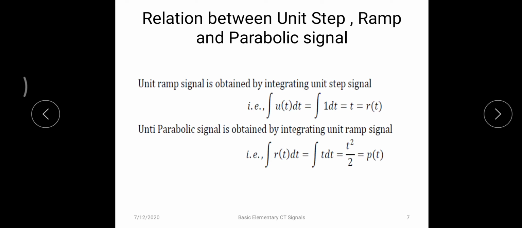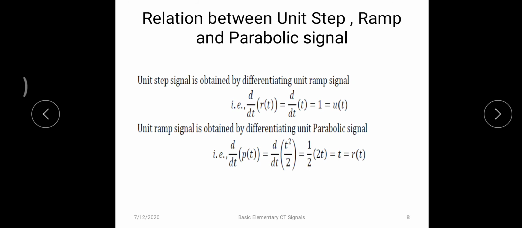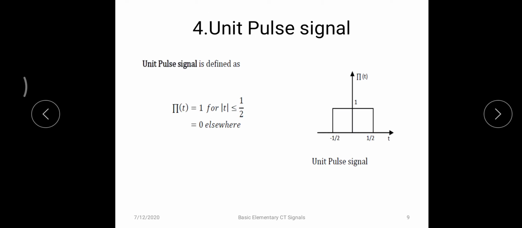So the relationship gives: integral of unit step is equal to unit ramp. Integral of unit ramp is equal to parabolic. Now this is vice versa. In the previous slide we discussed step to ramp and ramp to parabola. Now it is parabola to ramp and ramp to unit step. If I do the reverse operation, that is, if I differentiate the ramp signal, I get the unit step signal. If I differentiate the parabolic signal, I get the unit ramp signal. This is the main relationship between step, ramp and parabolic.